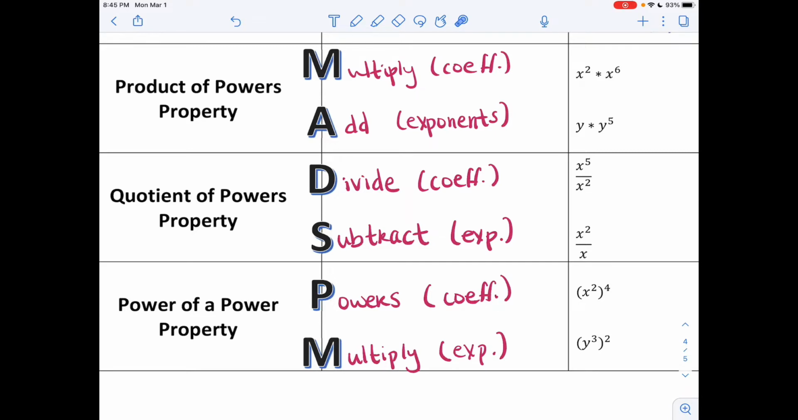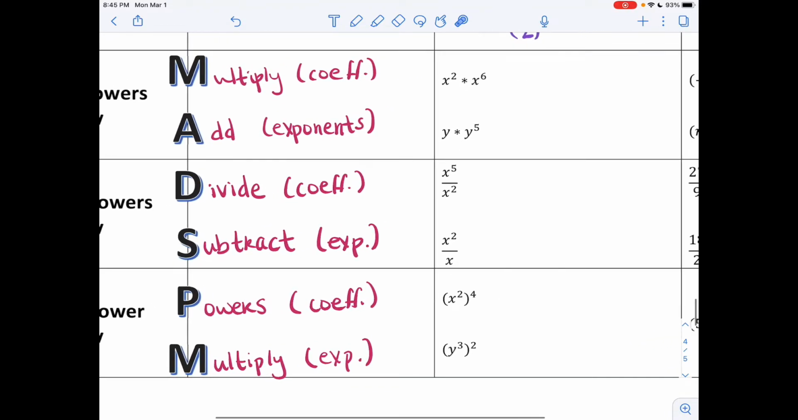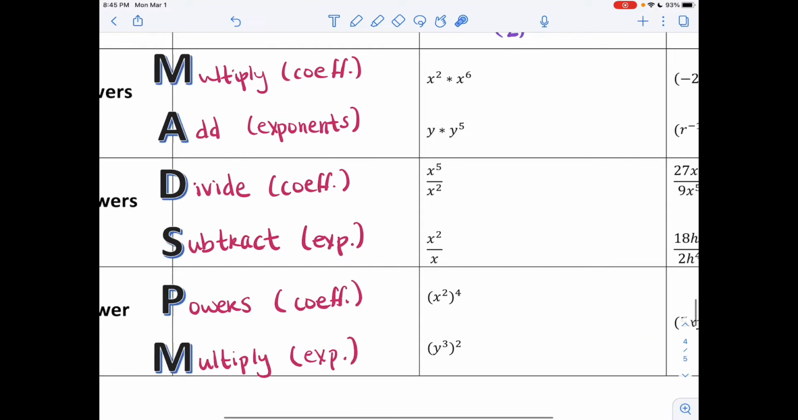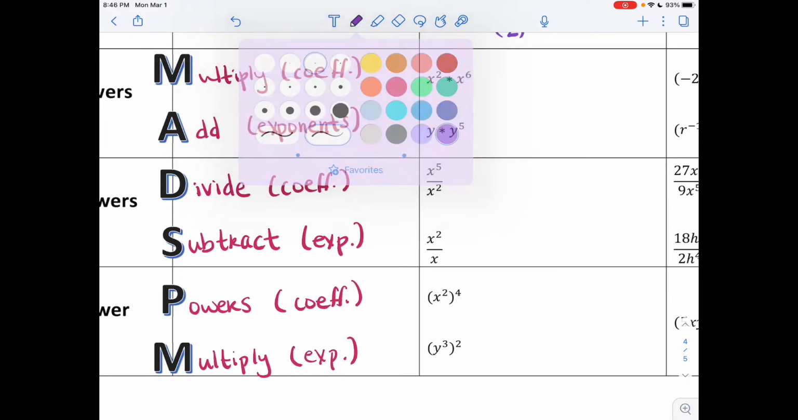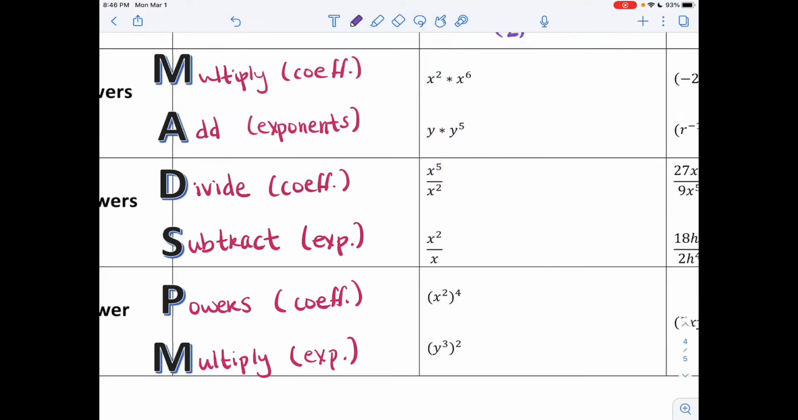Let's take a look at some examples. So we will look at the easy examples for all of these first, and then we'll go to the more challenging ones. So whenever we are multiplying, like it says here, we're going to multiply coefficients and add exponents. Well, if I have x squared times x to the 6th, there really isn't a coefficient there. We could say it's a coefficient of 1. So either way, that's going to give me just a 1. But I need to add my exponents. So 2 plus 6 is going to give me x to the 8th.